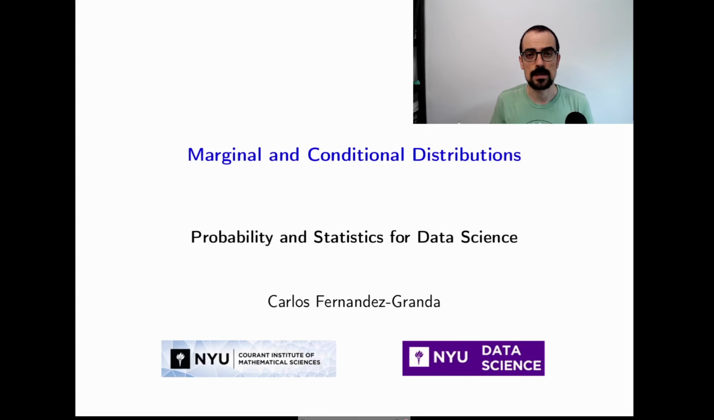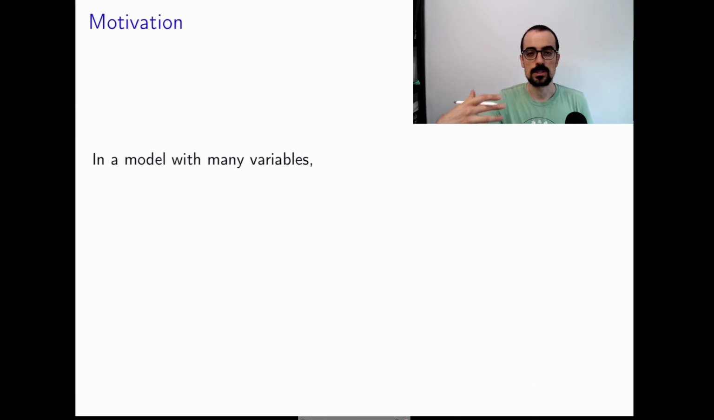Today we're going to talk about marginal and conditional distributions. We're going to consider models where we have multiple variables or multiple uncertain quantities that we want to model. And we're going to ask two questions.